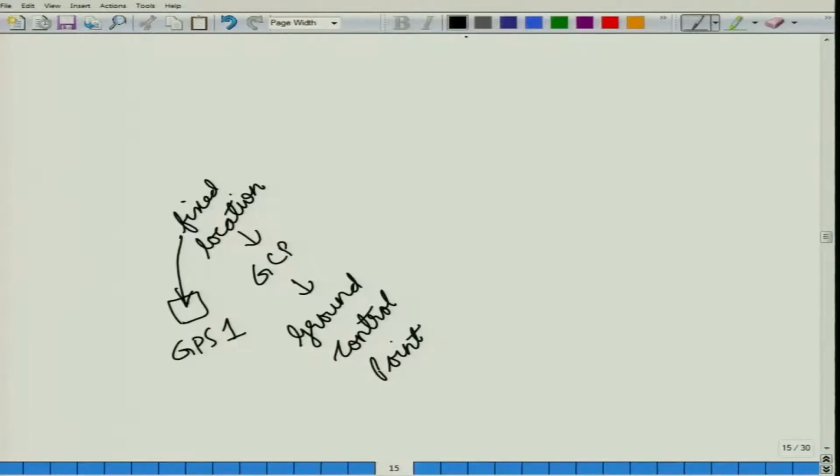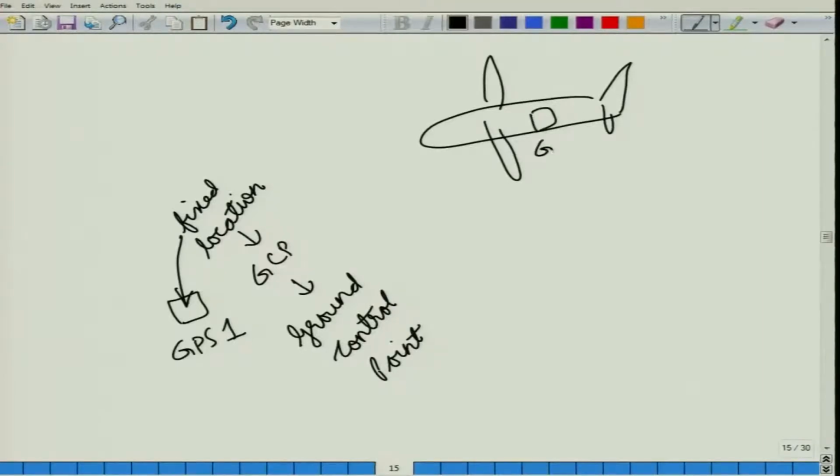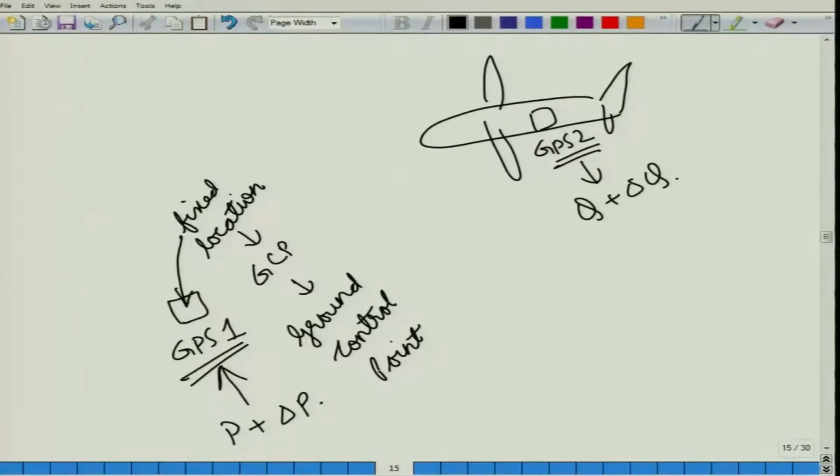On our aeroplane, we would keep a second GPS. So, we have GPS 2, and whenever we are taking the readings, we are taking the readings from GPS 1 as well as GPS 2 at all times. Suppose our reading of our position here had P plus delta P, and this one had Q plus delta Q. So, P and Q are the positions and delta refers to the error margin.